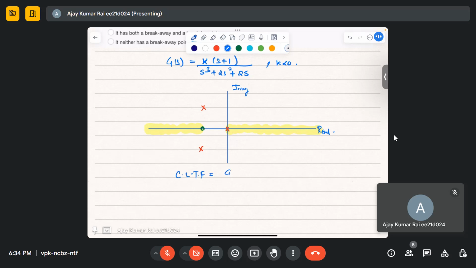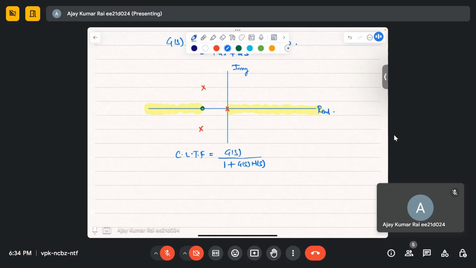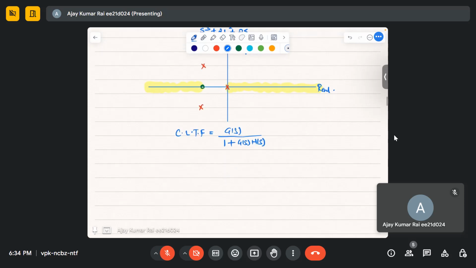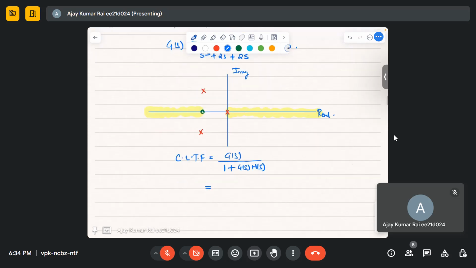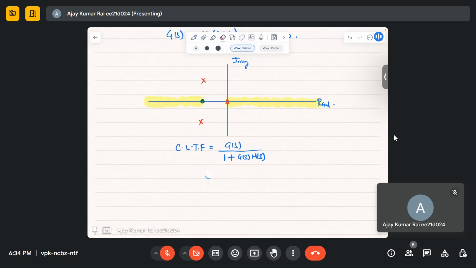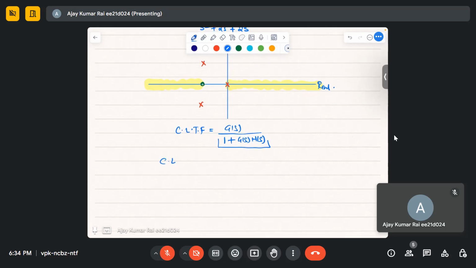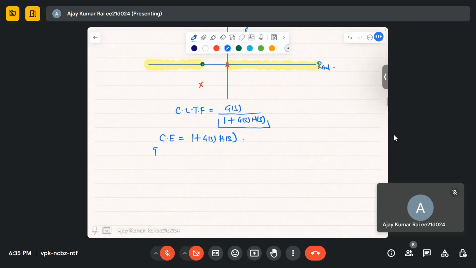The closed loop transfer function is G(s) over 1 plus G(s) into H(s). Since it's a negative feedback, that's why I'm putting 1 plus G(s)H(s). In this particular case, we are concerned about the characteristic equation of the closed loop transfer function. So I'll not do the full thing. The characteristic equation is 1 plus G(s)H(s) equal to 0. Let me call this polynomial P(s).